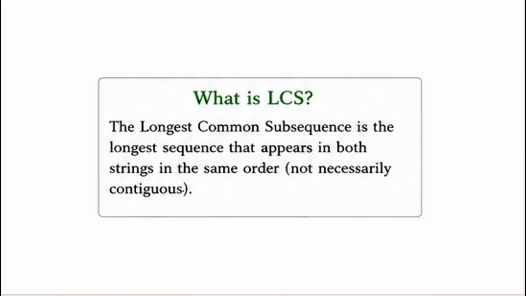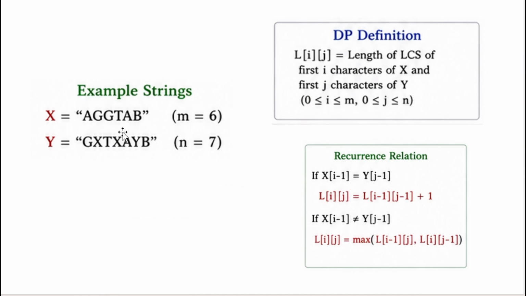Hi everyone. Today's topic is LCS. LCS means longest common subsequence. It is the longest subsequence that appears in both strings in the same order but not necessarily contiguous. Okay, so this is LCS. Then, how do we find the longest common subsequence in two strings using the dynamic programming method? Okay, and this is the problem.